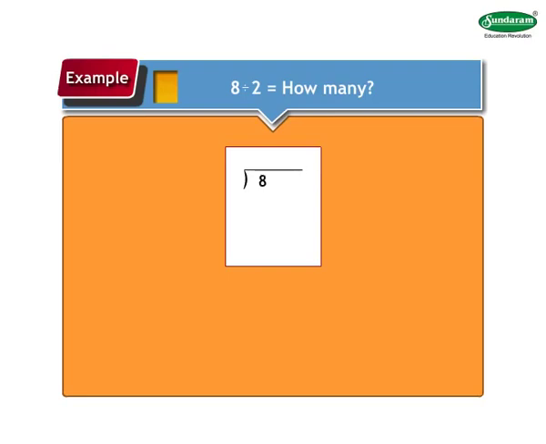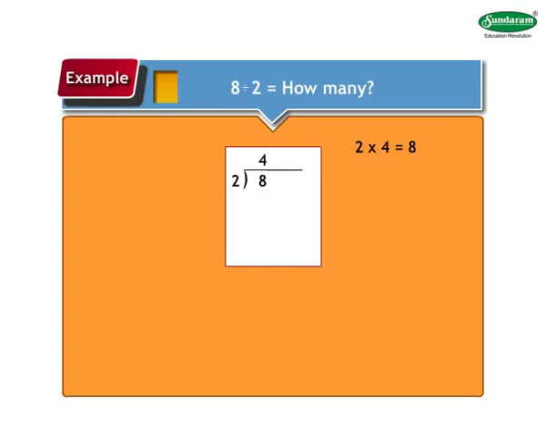The number by which we divide is known as the divisor. Here, we divide the number 8 by 2. Hence, the divisor is 2. We also know that we get the answer to 8 divided by 2 by saying the 2 times table up to 8. As 2 fours are 8, we write 4 above the line. This 4 is known as our quotient.